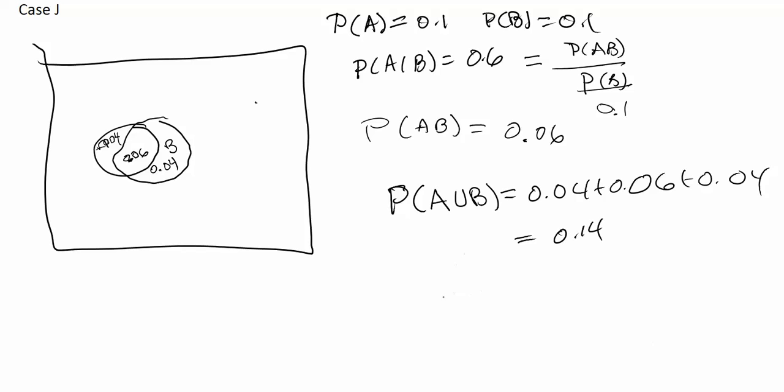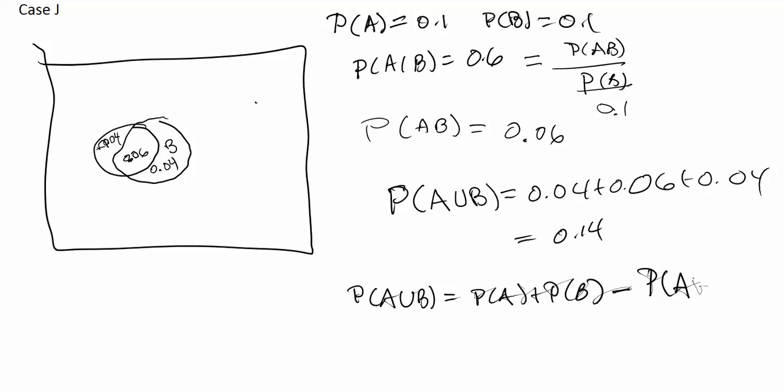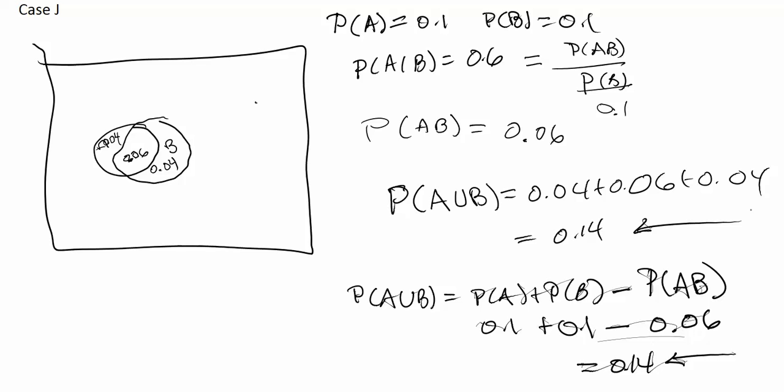But there's another way that we could calculate that. The probability of A union B is equal to the probability of A plus the probability of B minus, because we don't want to double count it, the probability of A and B going off. So that's 0.1 plus 0.1 minus 0.06. So that's 0.2 minus 0.06, which is equal to 0.14, which is the same answer that we got by summing the three separate events.